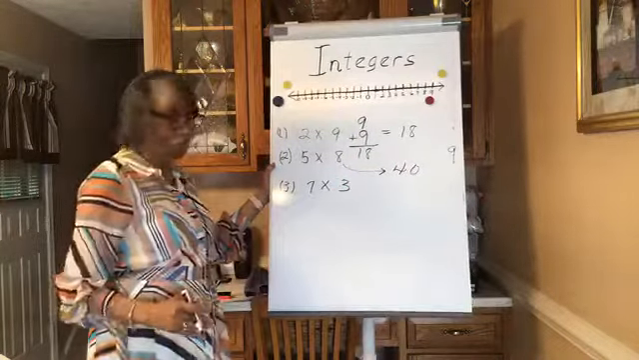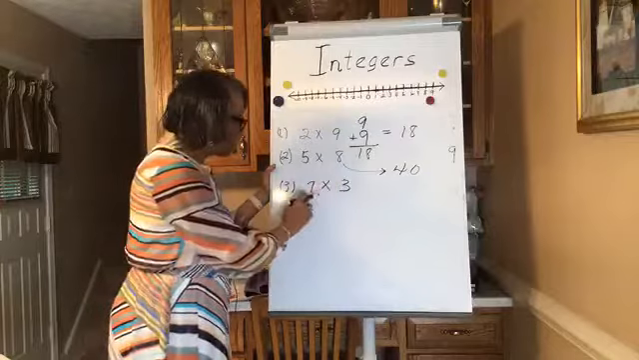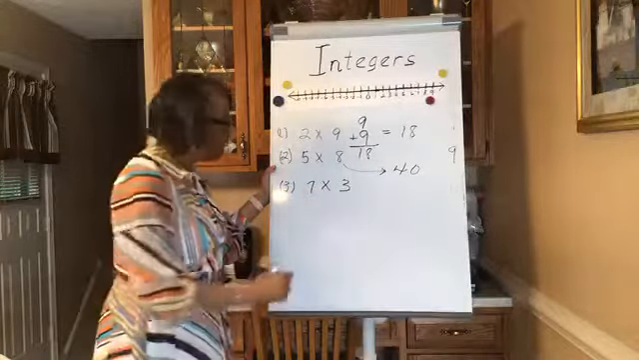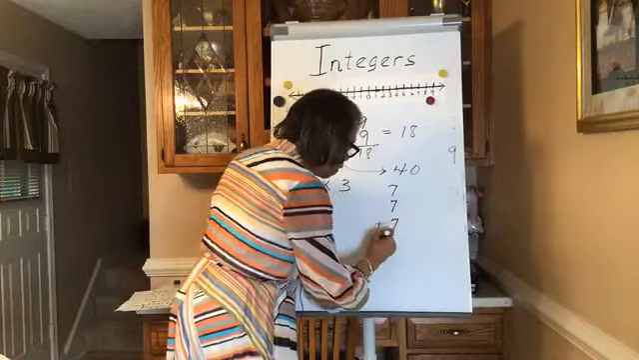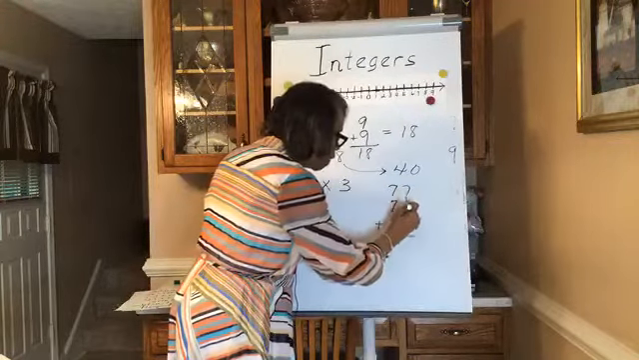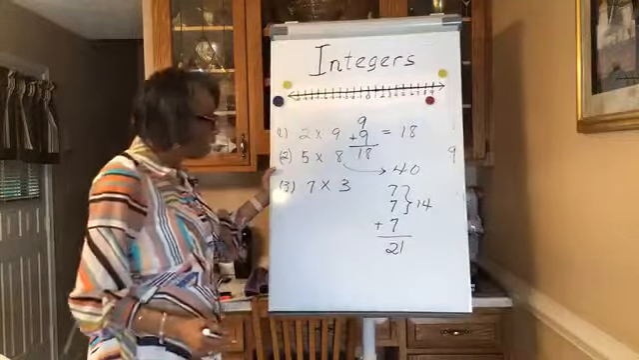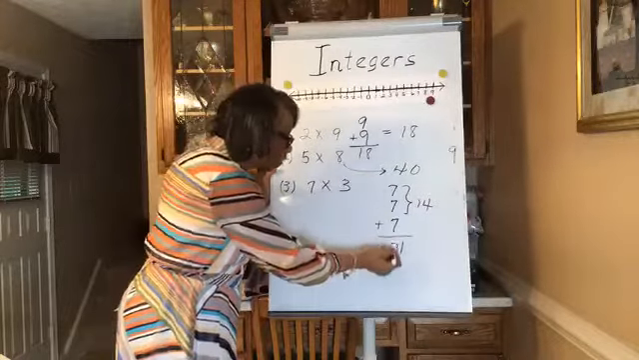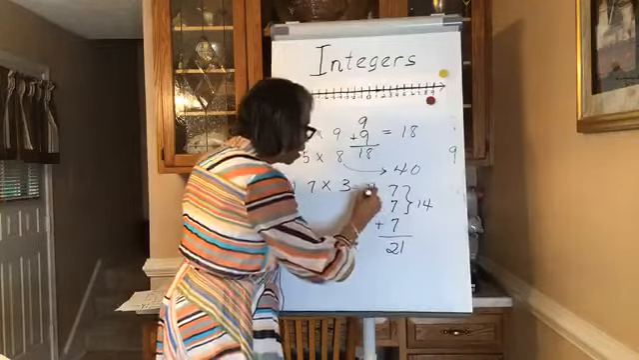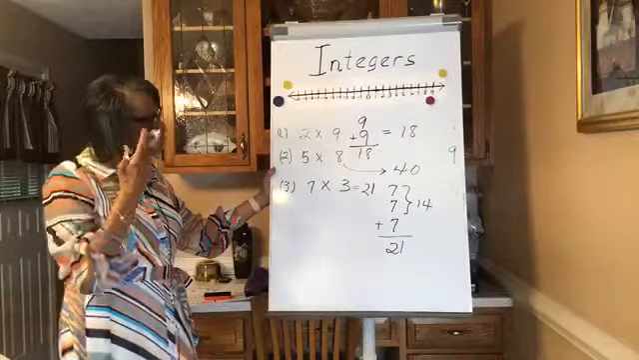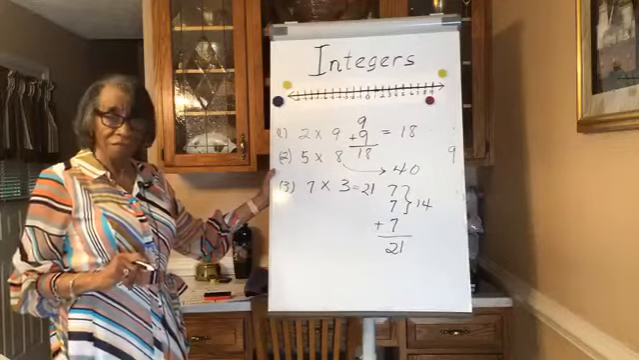And let's do this last one I have here, 7 times 3. And of course, you know the answer. You can add 3 sevenths or 7 threes. All right, let's add 3 sevenths. 7 plus 7 is 14, and 14 plus 7 is 21. So we're adding all positives, and we get a positive. 7 times 3 is positive 21. So far, when we're multiplying two positives, the product is positive.